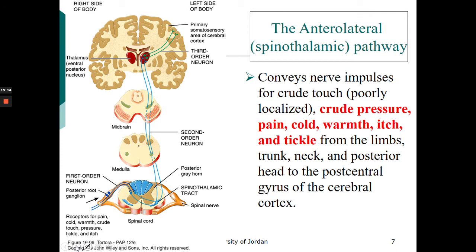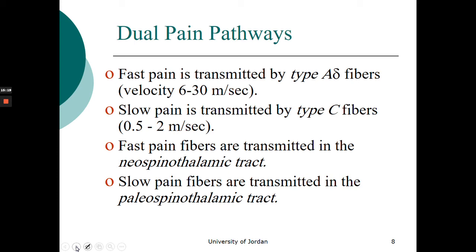Since there are two types of pain, one called slow and the other called fast, there are two pathways. The fast pain is fast because it is transmitted through fast conducting fibers. This is the smallest myelinated fiber, A delta, with a speed that might be from 6 to 30 meters per second. On the other hand, slow pain is transmitted through type C, which is our unmyelinated fiber with a slower speed, 0.5 to 2 meters per second.